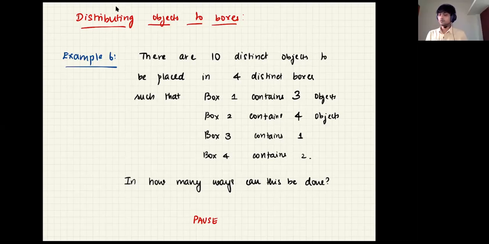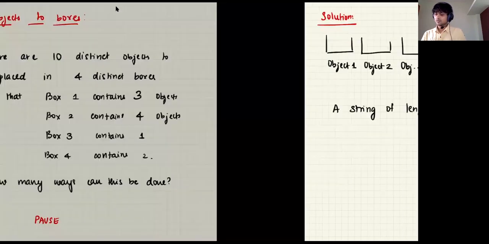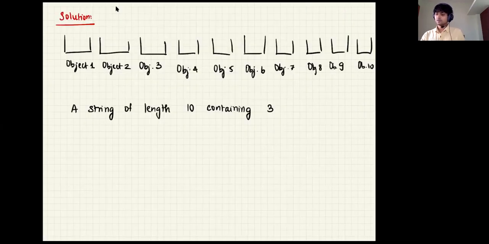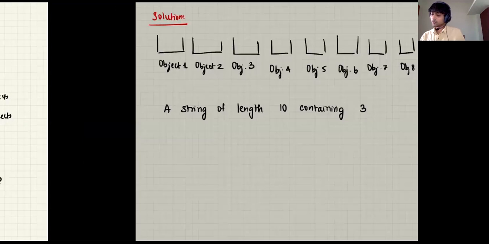Okay. I think now it's time to explain. Several of you have the right answer. So essentially, how do you look at this? There are 10 objects, and then how many boxes? There are 4 boxes, and with this criterion.